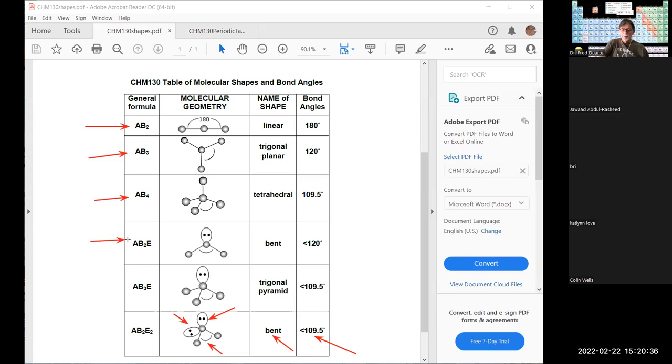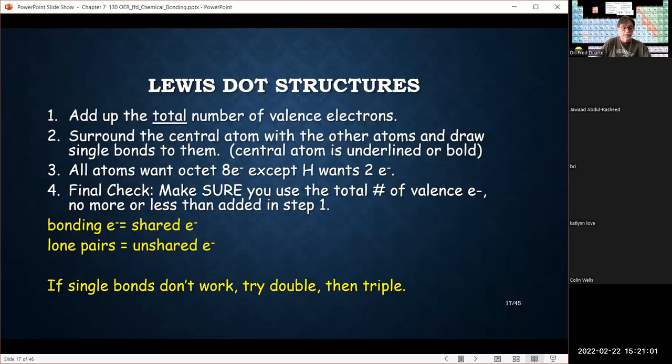Okay, so with the general formula that we determine by the valence electrons, we bring it to this table, and from that general formula we are able to determine for that molecule its molecular geometry, its name for its shape, and the bond angle associated with that particular geometry. Okay, so the shapes table is very important here. Okay, so let's go back and maybe we do some actual examples. Bear with me for 1 second.